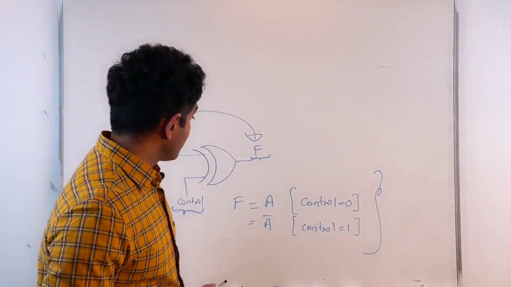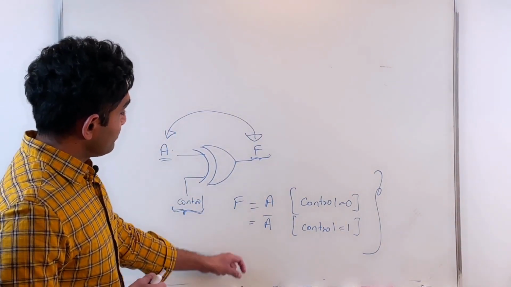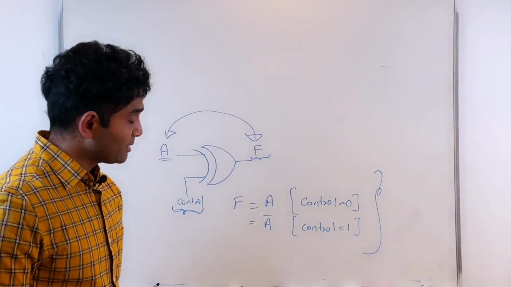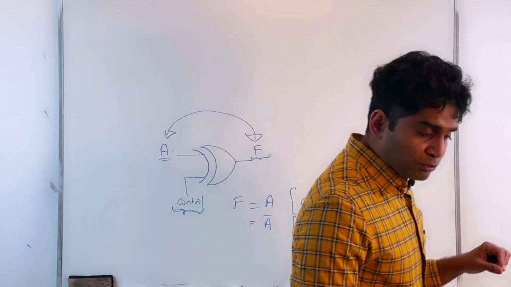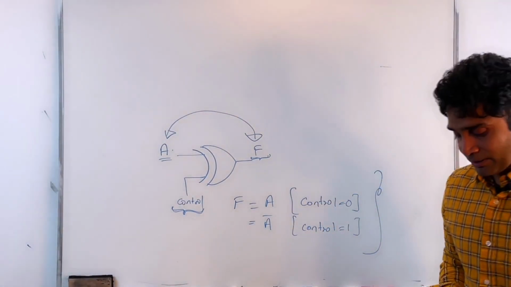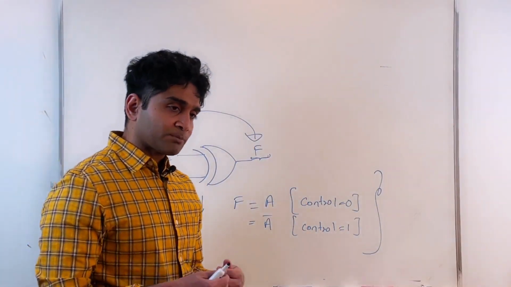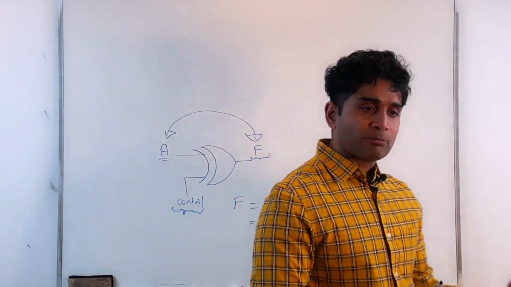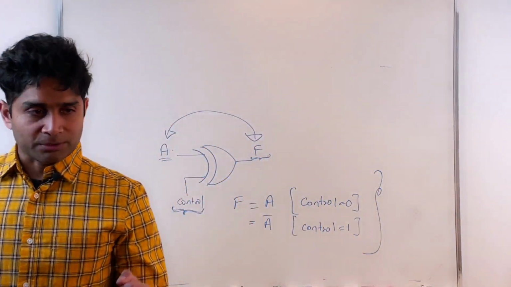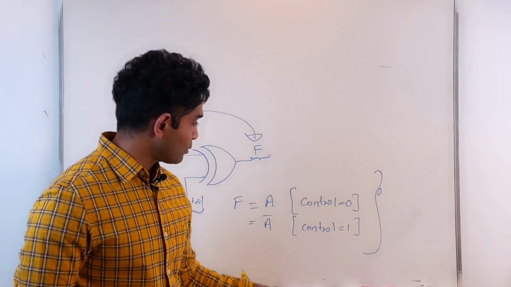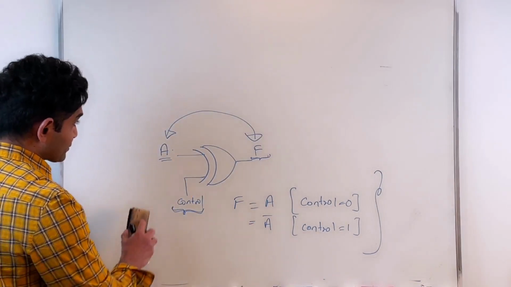Whereas if I apply a control input of 1 on my control input, then my B's are inverted, right? And I'm applying a 1 on my C in. That means I'm adding A to the 2's complement of B, which is nothing but the A minus B operation. So that's how we have come up with the concept of an adder/subtractor circuit that can perform both addition and subtraction operations depending on what you apply on the control input. So we introduced a new input to the system called the control input. Okay, all right, so that was about the binary adders.